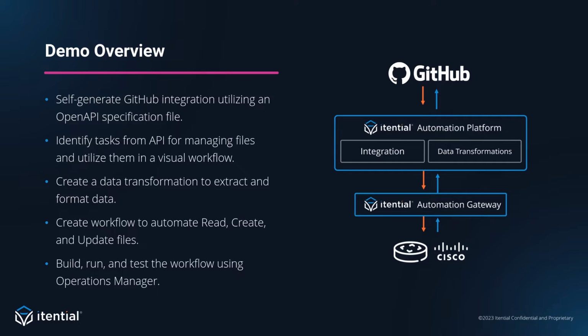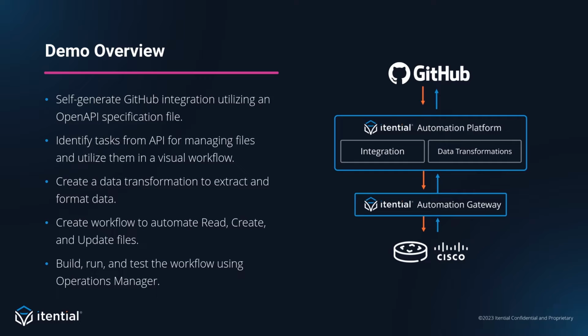Then we'll take a look at those tasks that now are available to us from that API specification file from GitHub and how we can start to utilize those in a visual workflow canvas. And we'll start to build out that workflow canvas a step at a time so you understand the fundamentals of how to get started. Then we'll use a data transformation task to extract and format data. And I'll step you through how we build that and why it's so important to have these as part of your automations and how to solve this problem of data formatting in a reusable and visual way in our platform.